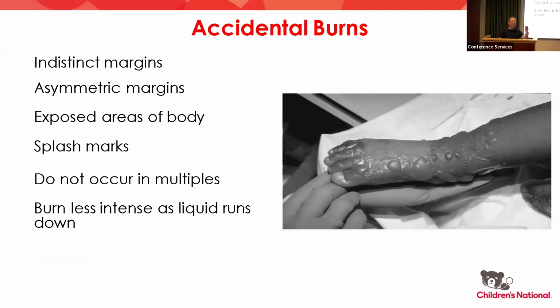Characteristics of accidental burns. So again, think of that mechanism of the little one toddling over, pulling that hot tea on themselves. What are you going to see? You're going to see asymmetric margins. You're going to see splash marks. Not occurring in multiples, I think of that like cigarette burns. You would see kind of multiple cigarette burns. And again, as the liquid runs down, you're going to see that the burn injury is usually a little less deep dermal.